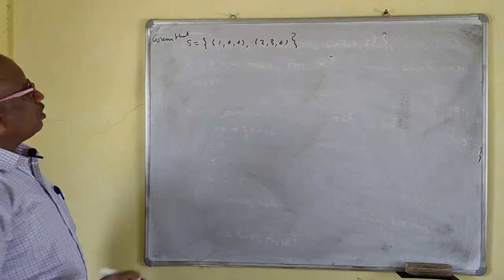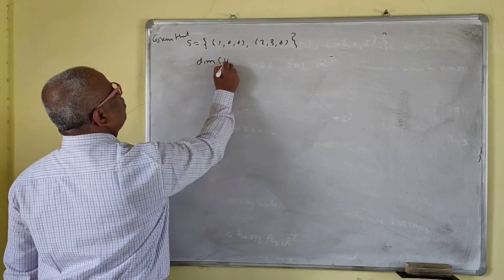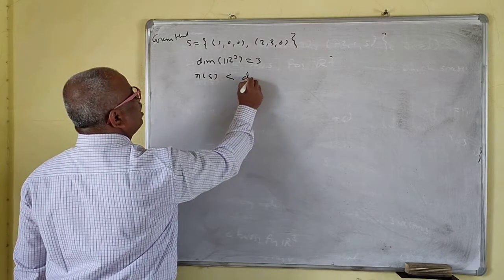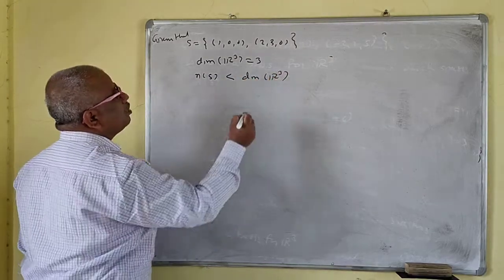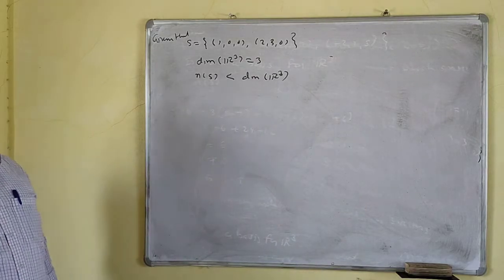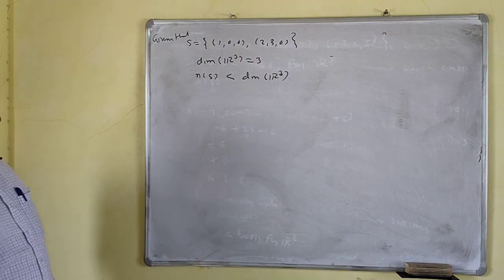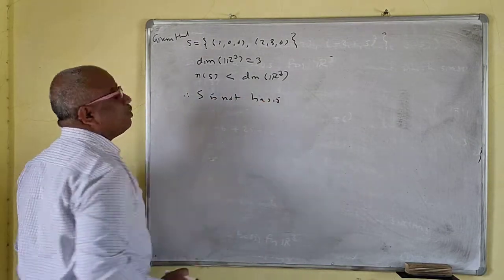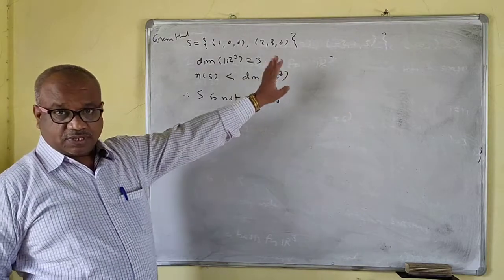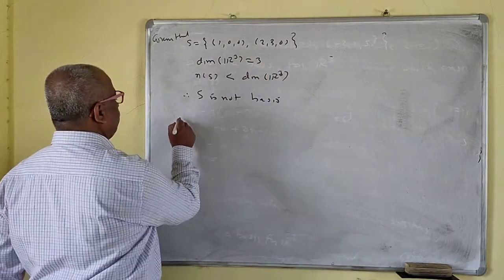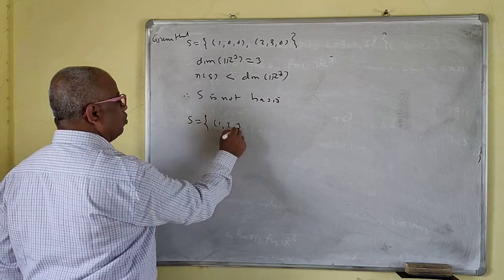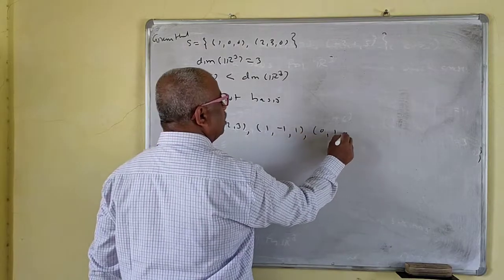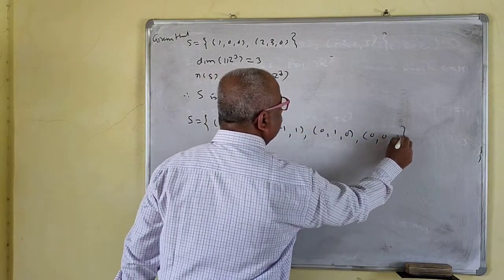Given that, the dimension of R3 is equal to 3. The number of elements in S is strictly less than the dimension of R3. So if S is the basis, then the number of elements in the basis is the same as the dimension. So therefore S is not a basis. Even if S contains four vectors, okay, so second one, S is equal to 1, 2, 3, 1, 0, minus 1, 1, 0, 1, 0, 0, 0, 1, suppose.